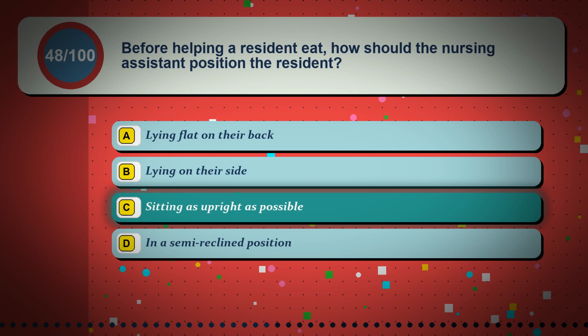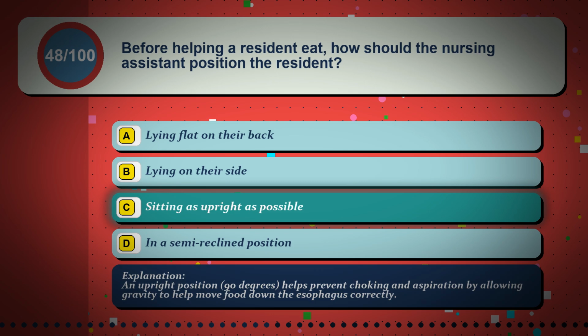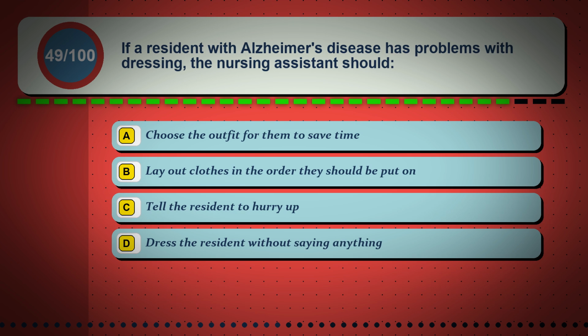The correct answer is option C. Sitting as upright as possible. An upright position, 90 degrees, helps prevent choking and aspiration by allowing gravity to help move food down the esophagus correctly.